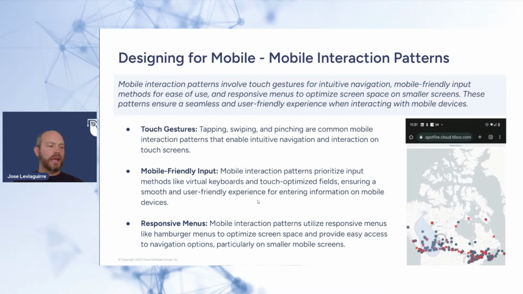Mobile-friendly input, again, prioritizes input methods like virtual keyboards. If you need to type something, then you have a virtual keyboard. Then you also have a smooth and user-friendly experience for entering information on the devices, maybe a pop-up to save space on screens and so on. And then also responsive menus. It's not the same to have a menu on a large screen than on a small screen, because if you have the same kind of layout on a big screen or a small screen, then it might be too small for you to see. So when it comes to responsive design, then you switch into that.